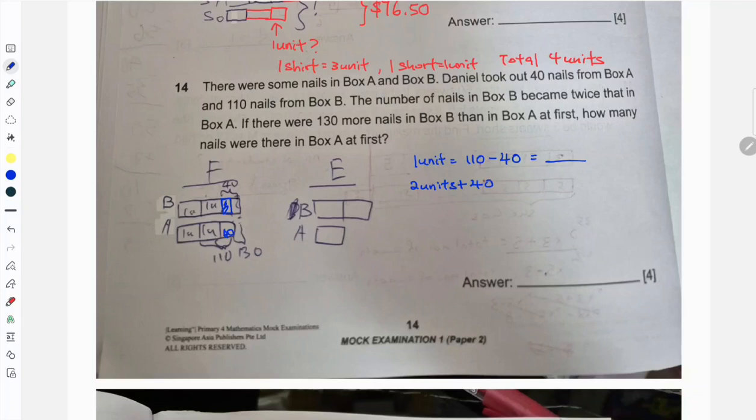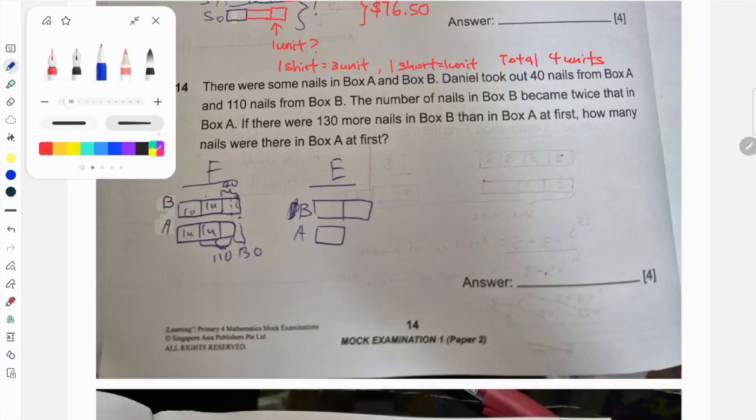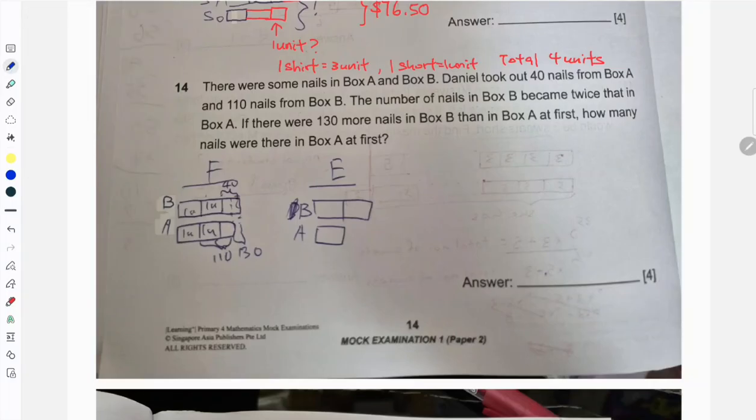Wait, hold on, let me check. Okay, your model is wrong already. This model is wrong.